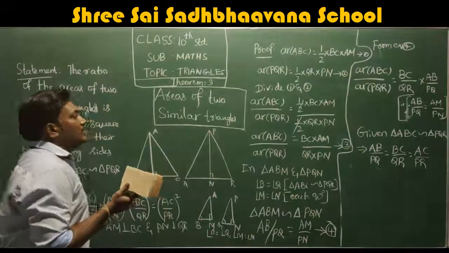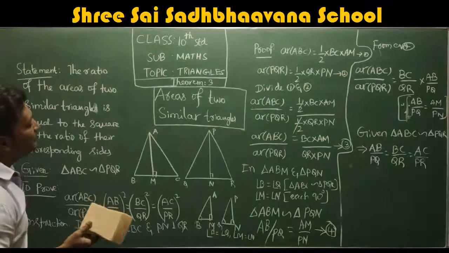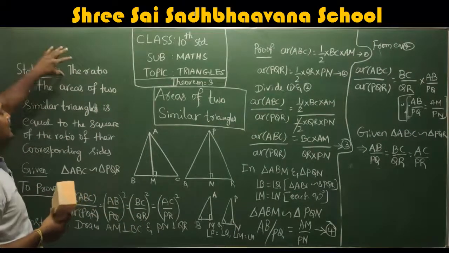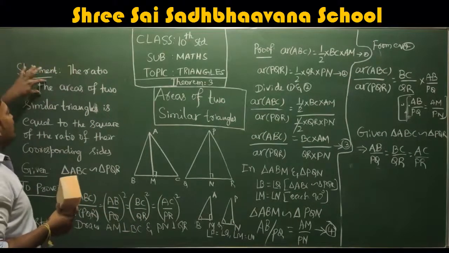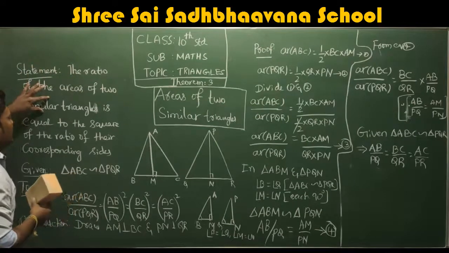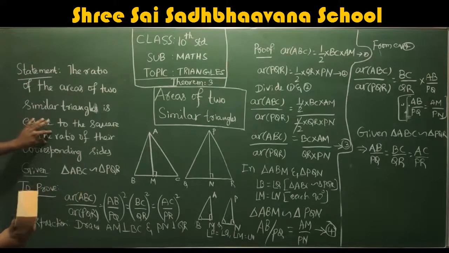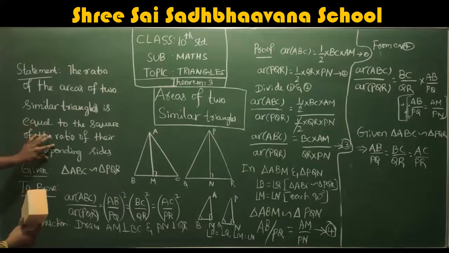Coming back to the theorem, areas of two similar triangles. I'll just read the statement. The ratio of the areas of two similar triangles is equal to the square of the ratio of the corresponding sides.